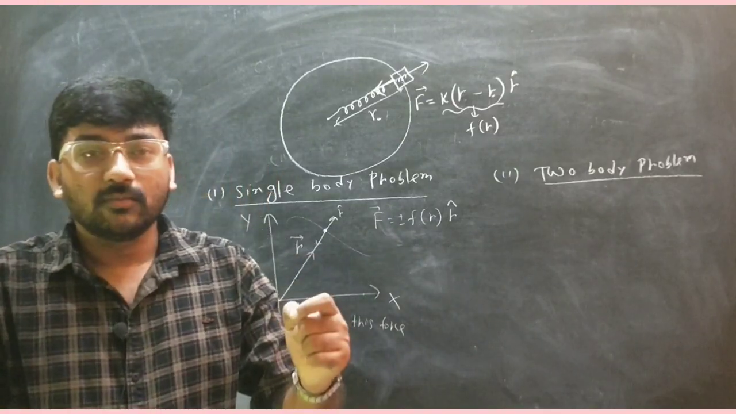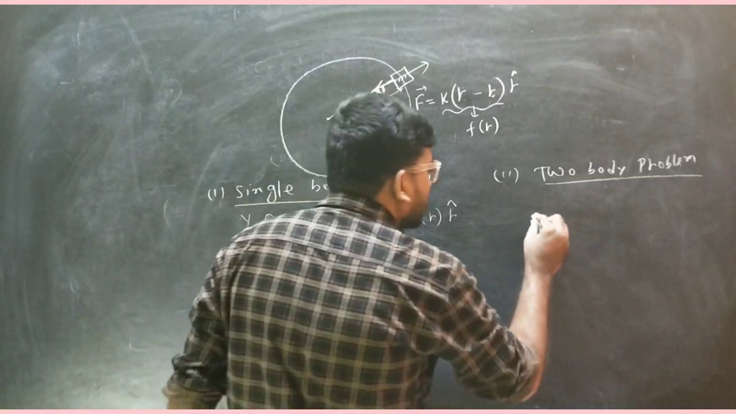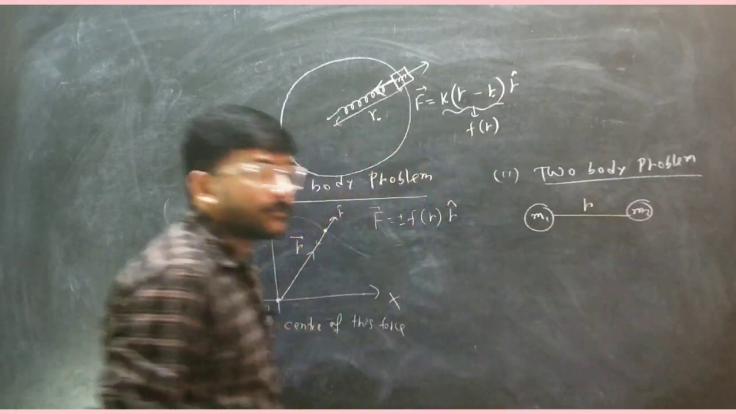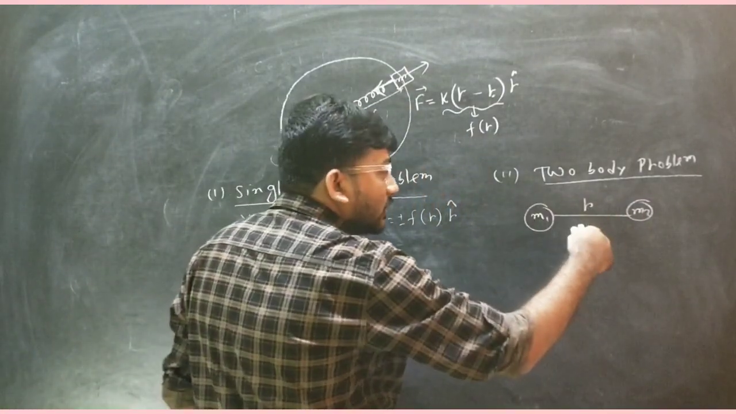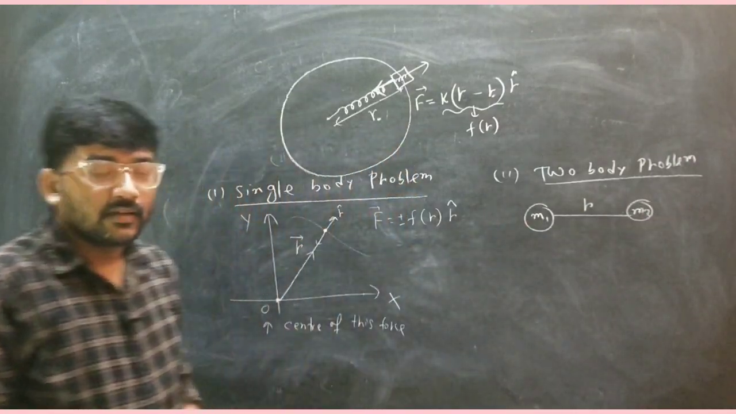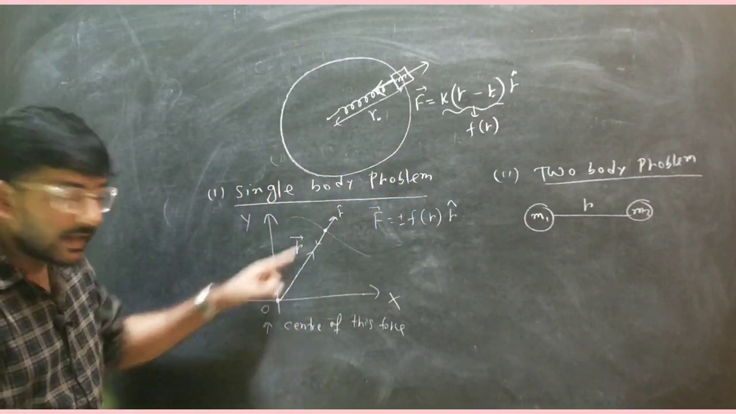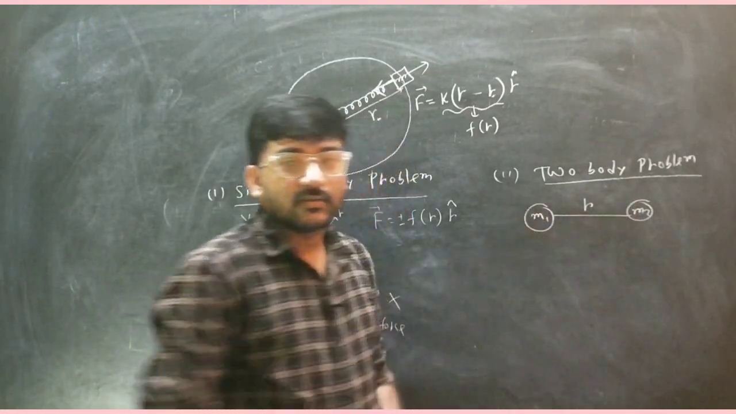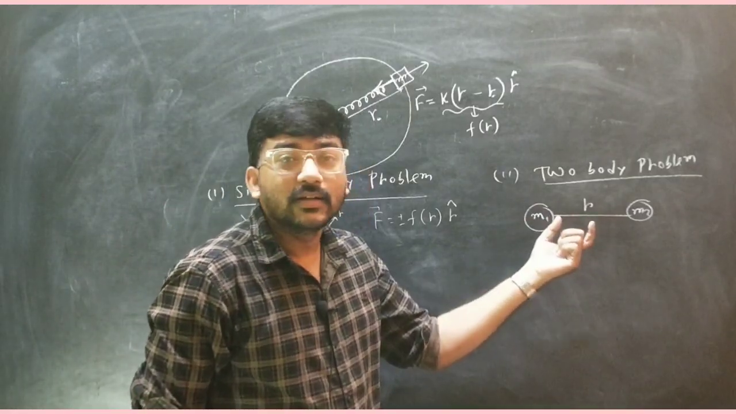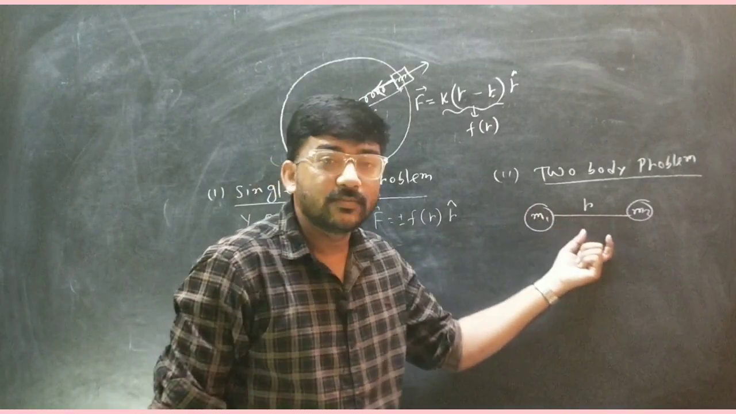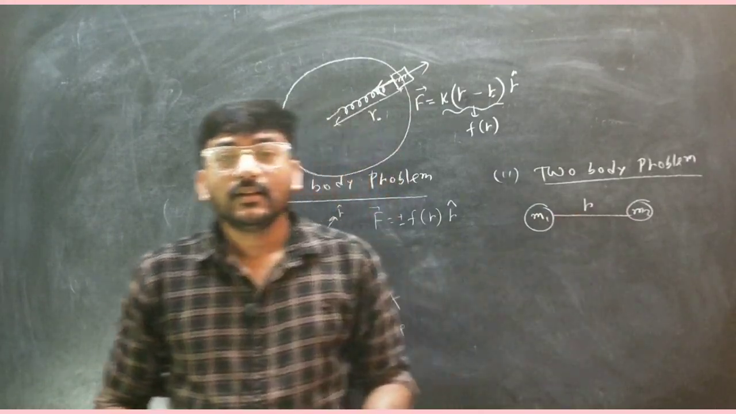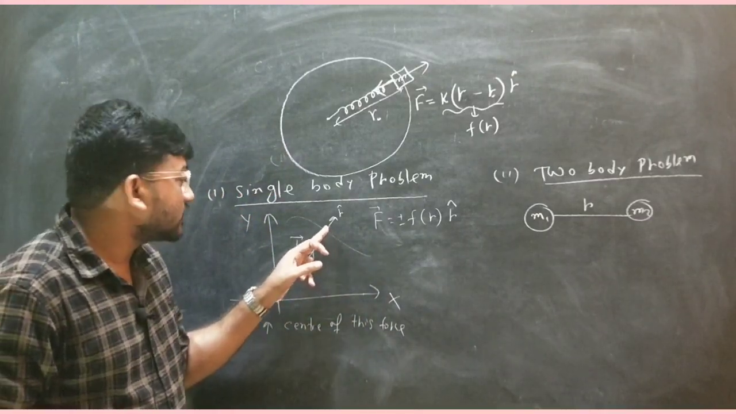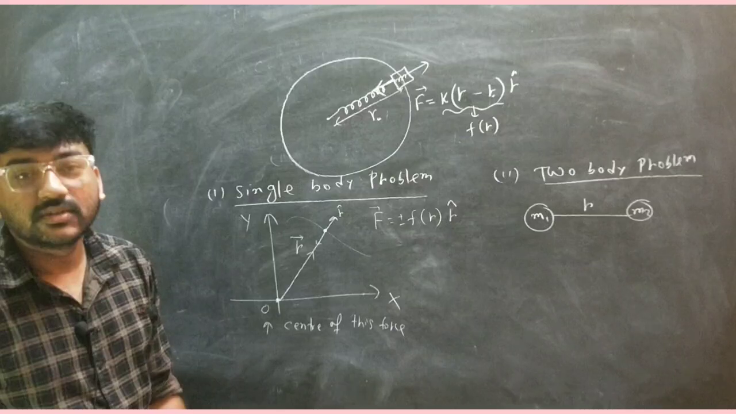But here two bodies are involved. Suppose the gravitational force, if there is a two mass system m1 and m2 separated by a distance r. The force acting on this particle will be along the line joining them. In the earlier case, the line passes through the origin, which is the center of force. Here the force depends on r, and there also the force depends on r. But here r is the separation between two objects, and there r is the position vector or the radial distance of the point with respect to the origin. This is the basic difference.